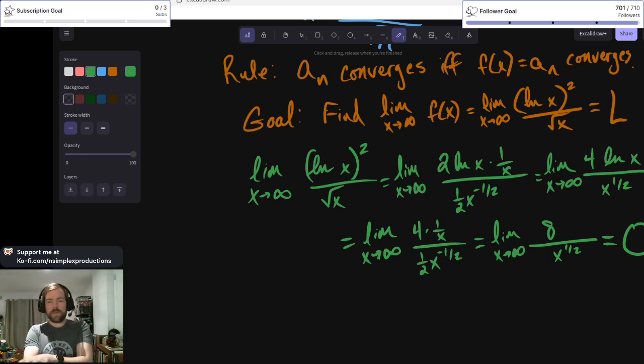Now, I did already know this, to be fair, because the hierarchy of functions tells us how all of this works. So what is going to be faster than what? Natural logs are pretty much at the bottom. After natural logs come rational exponents, powers, and then above powers are higher powers, and then above those powers is exponential.